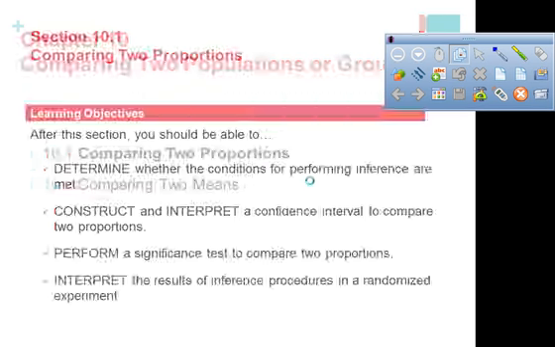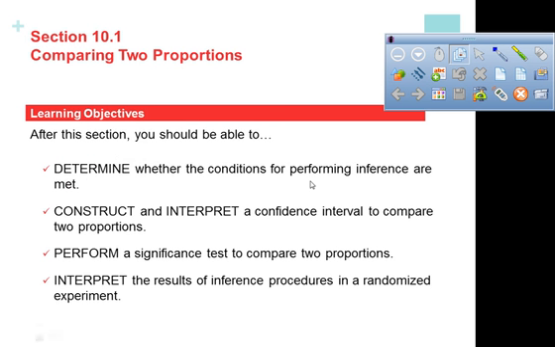All right, so here we go. The learning objectives for this lesson: we are going to learn how to determine whether the conditions for performing inference are met. Again, we're going to have conditions to check. They're going to be extremely similar to what we've already been checking, so that's the good news. We're going to construct and interpret a confidence interval to compare two proportions, and you're also going to learn how to do the significance test to compare two proportions in this section. Both of these are important.